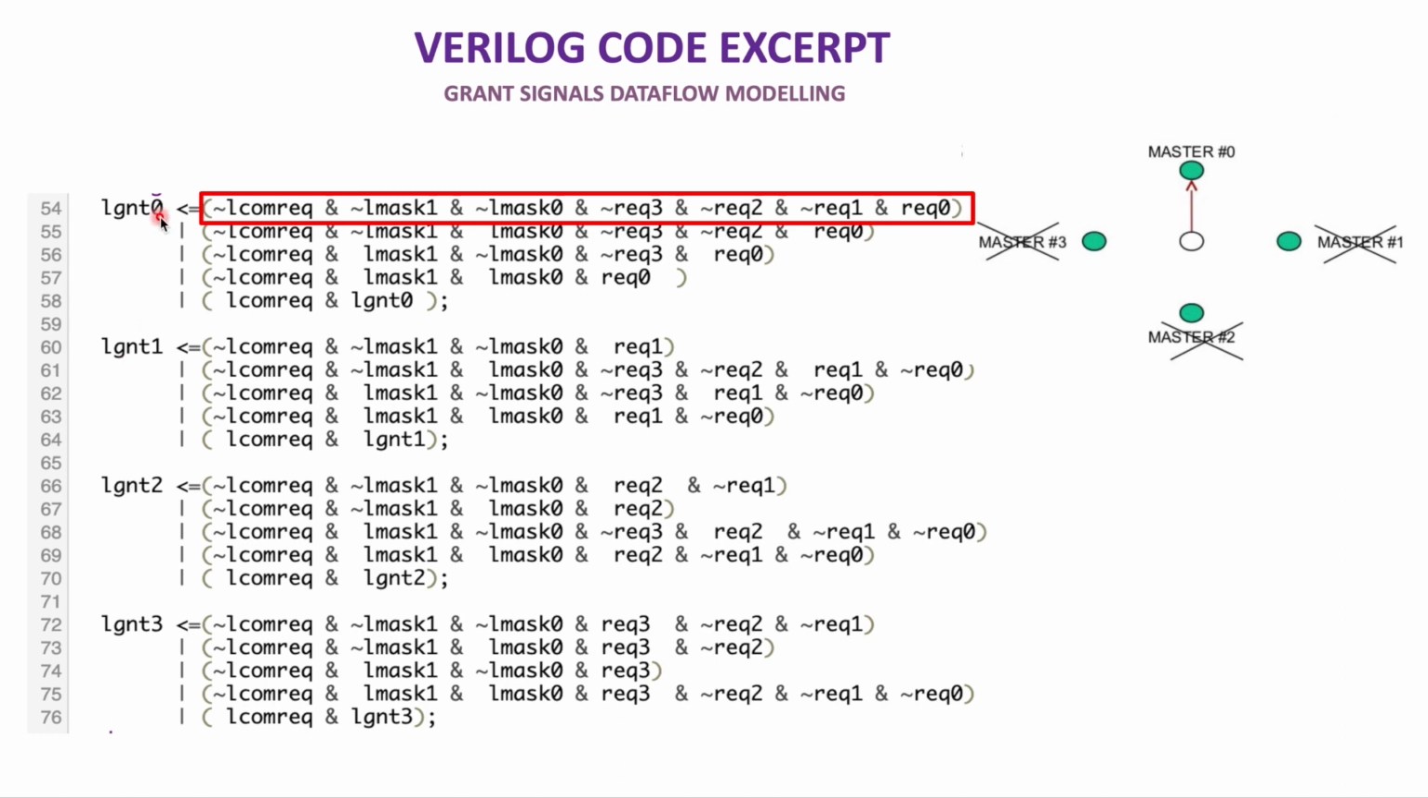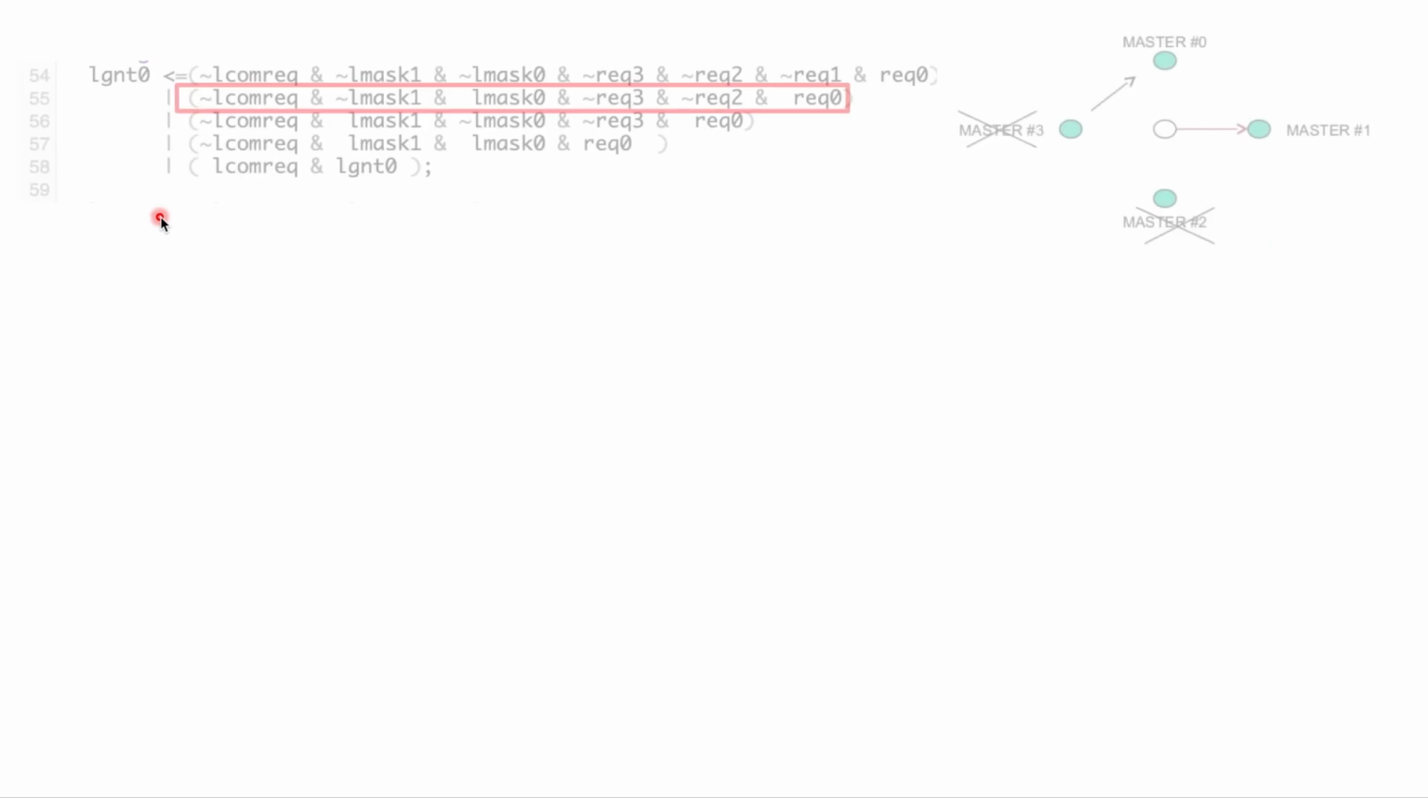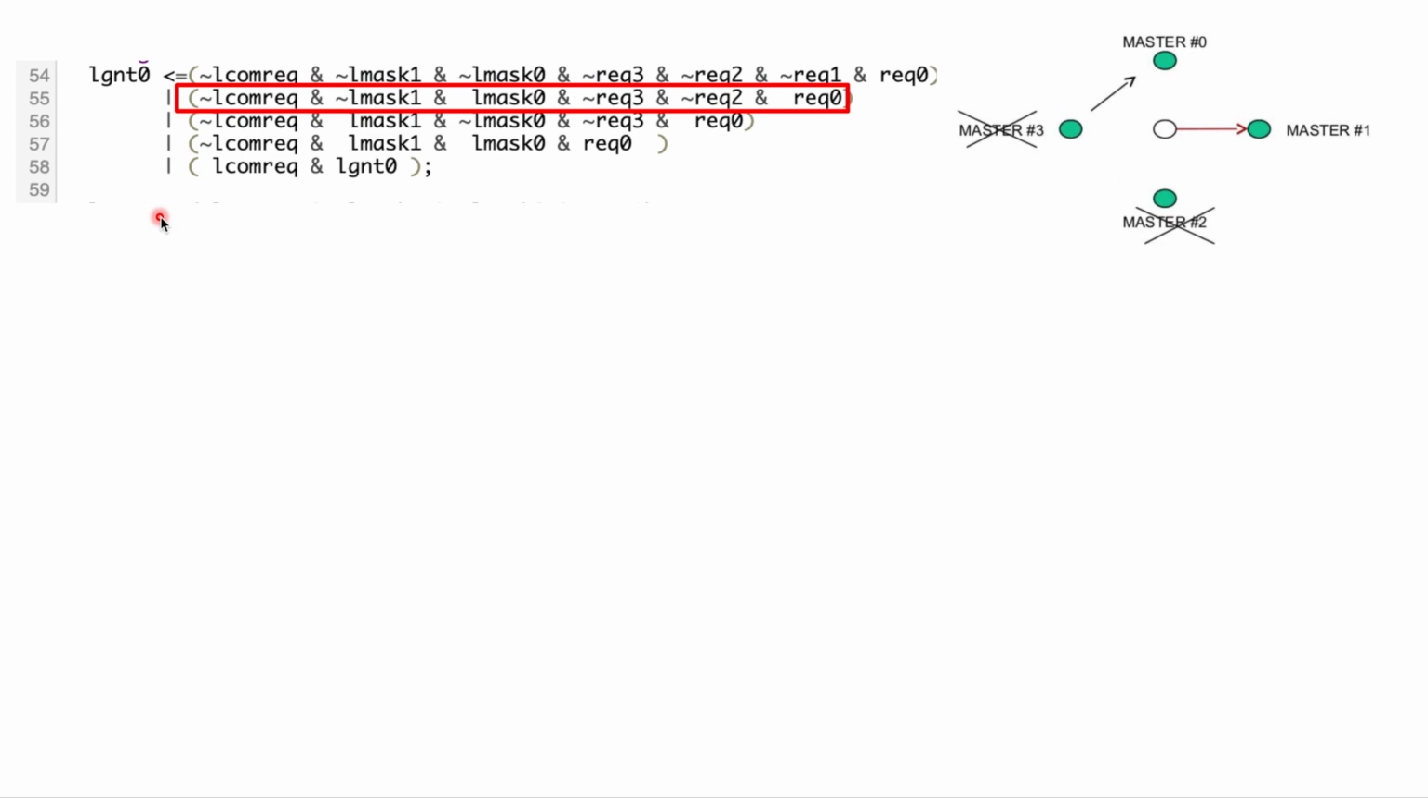Therefore, this request would be granted the bus access. So here we have the various cases out here. Then we can look for other cases as well. So let's check this example.